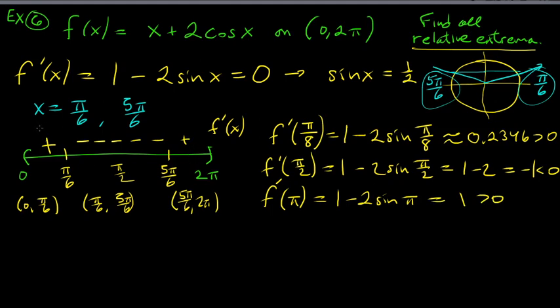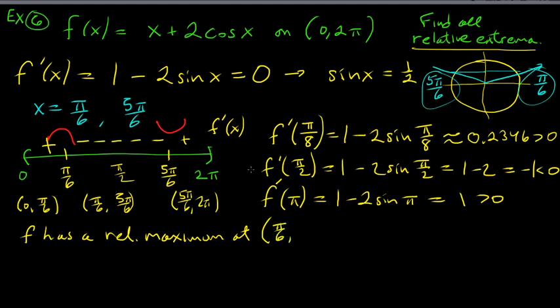So there we go. The first derivative test says that we have a maximum at pi over 6 and a minimum at 5 pi over 6. So a relative maximum at pi over 6, and what's the y-coordinate going to be? Well, pi over 6 plus 2 times the cosine of pi over 6. Cosine of pi over 6 is square root of 3 over 2. So pi over 6 plus square root of 3 for the y-coordinate. And that's your maximum.